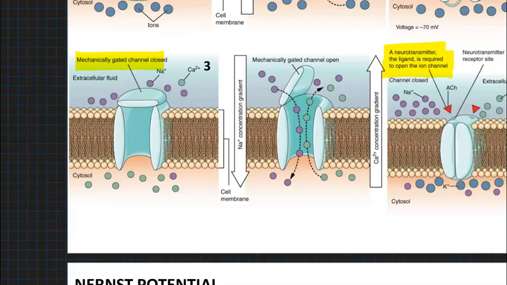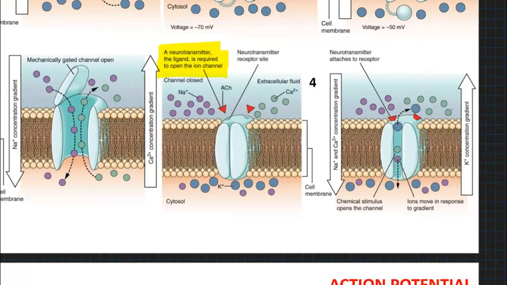So when a chemically gated or ligand-gated channel is presented with a neurotransmitter, it will only open if the correct neurotransmitter binds to its receptor part. Okay? Does that make sense?